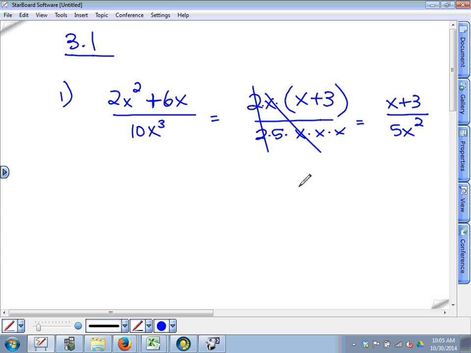Okay? It also asks for excluded values. You do not look at the simplified form for excluded values. You look at the first form or the factored form, either one of those. But what number should you not plug in for that x right there? X should not equal 0. That's your excluded value.